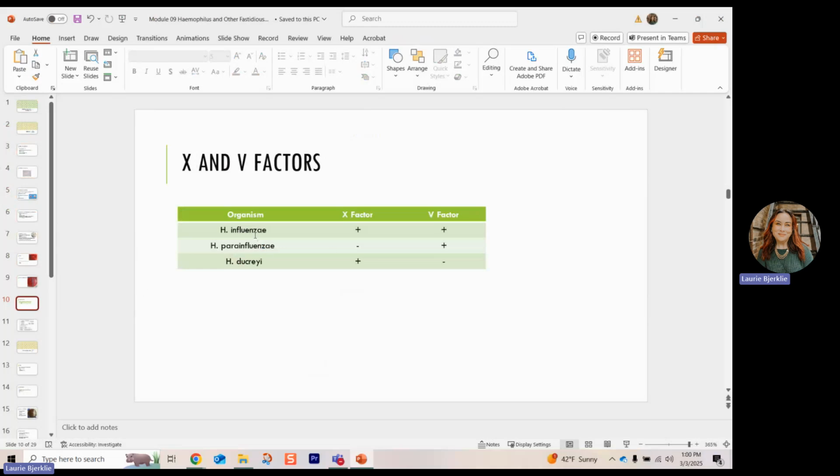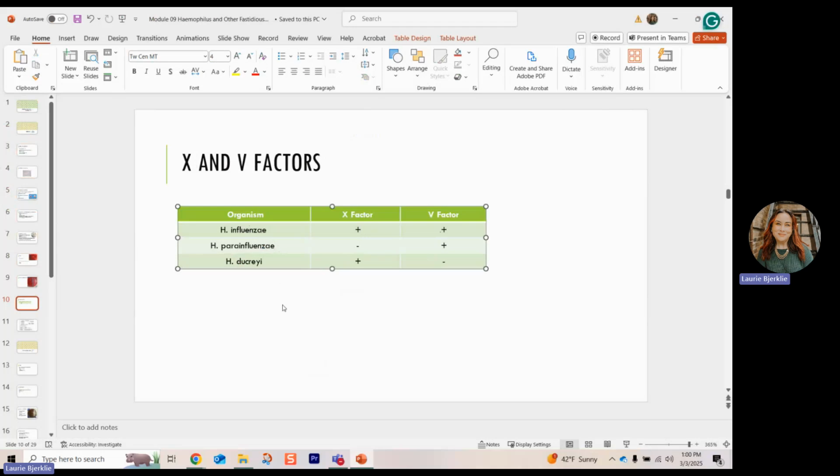So the results are that Haemophilus influenzae needs both X and V present to grow. It will not grow if there's only X present. It will not grow if there's only V present. It wants both there to grow. So both of those are positive for Haemophilus influenzae.